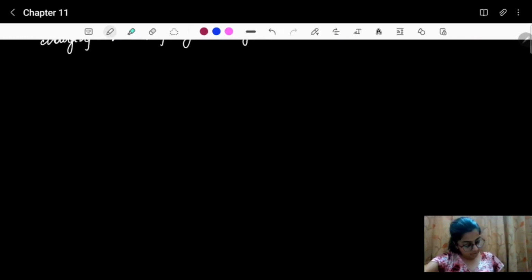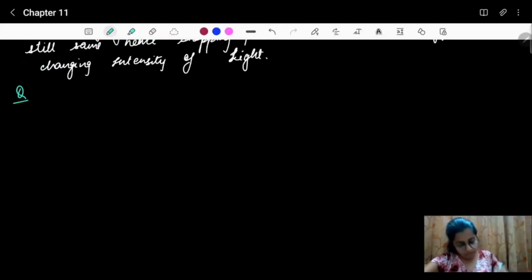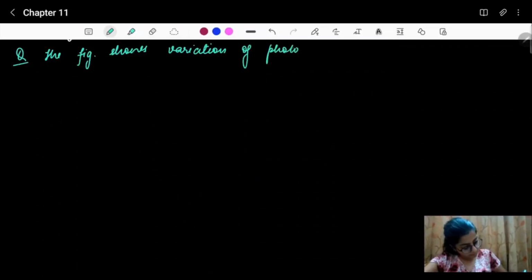Now let us try to solve questions. This has been asked in the JEE 2004 exam. The figure shows variation of photocurrent with anode potential.